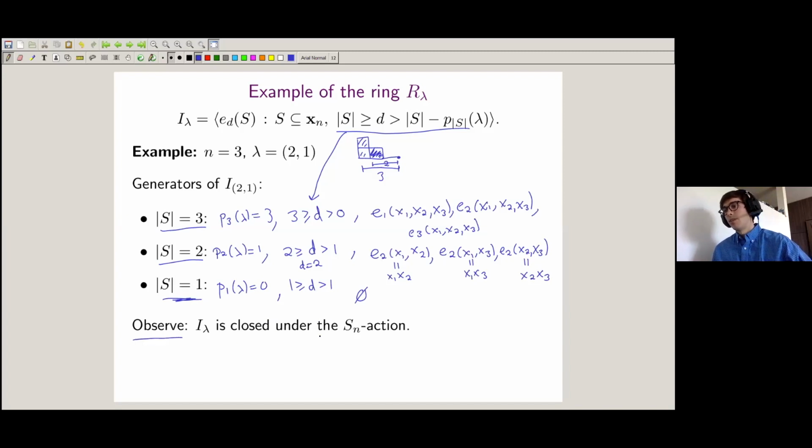And then observe, our ideal doesn't consist of symmetric polynomials because these 3 aren't symmetric, but the set of generators is invariant under the SN action. And that comes from the fact that this only depends on the size of the subset, not the subset itself. So when you quotient by this ideal, you get an SN module.